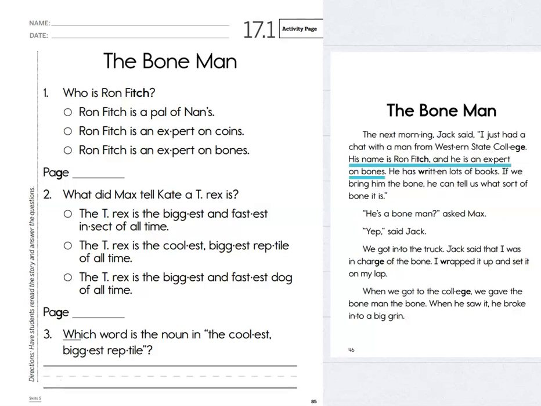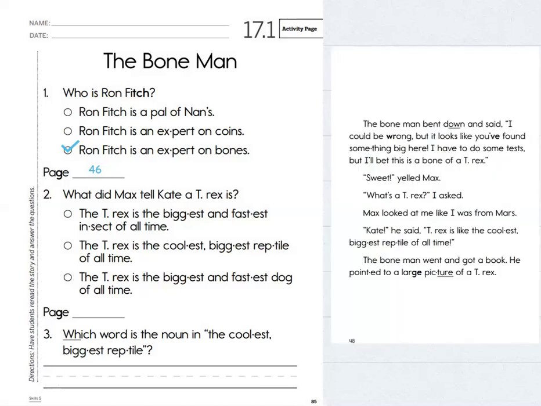Ron Fitch is an expert on bones. We know because on page 46, the story says his name is Ron Fitch and he is an expert on bones. Number 2, what did Max tell Kate a T-Rex is? Let's go back into our story and see. I see where Max told Kate a T-Rex is the coolest, biggest reptile of all time. Let's check that answer. And what page did we find this answer on? Page 48.